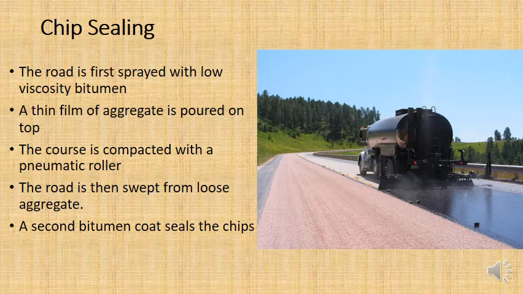Finally, you spray the road again with a second film of bitumen, and so then the aggregate is held inside the bitumen like a bitumen sandwich. You've got a layer of bitumen, then aggregate, then bitumen on top. So what is the great advantage with chip sealing?